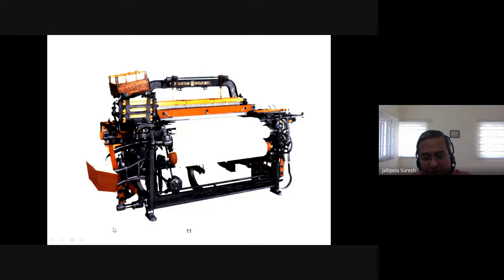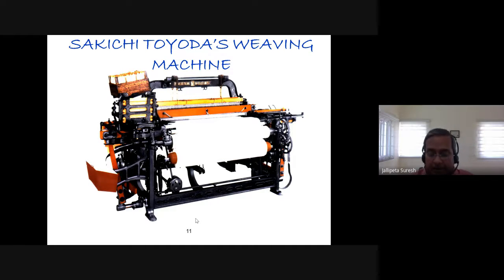And they bought this machine. Sorry, they bought this idea. They bought the patent from him, an intangible asset from him. And Sakiji Toyoda used that money as seed money to start a company. And the rest is history. We all know by now what this company is. The company is Toyota, right? So that's the power of intellectual property, right?